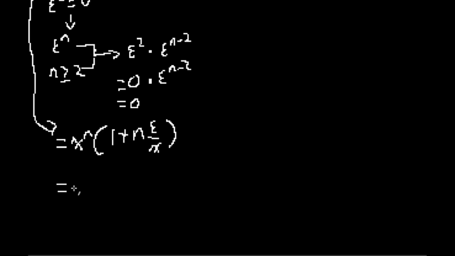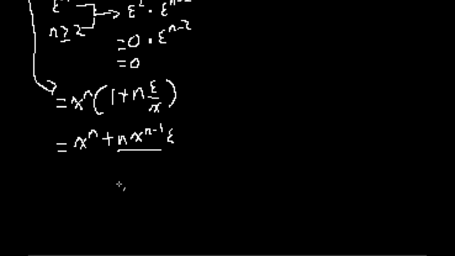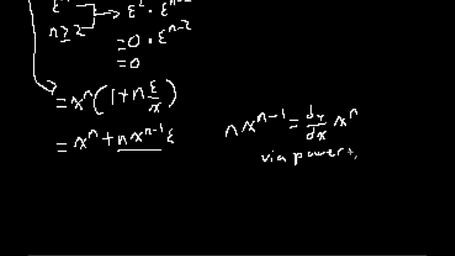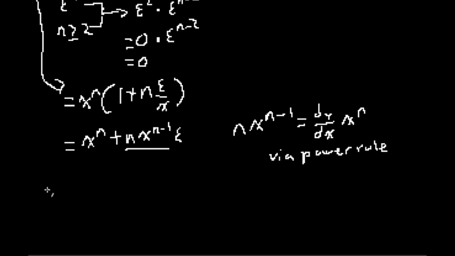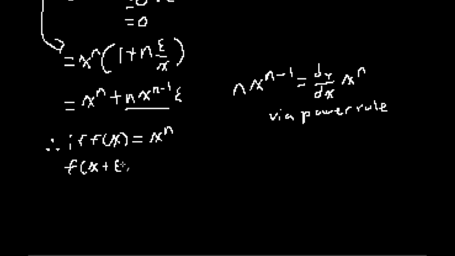If we use the distributive property here, we can find that x plus epsilon to the n is equal to x to the n plus n times x to the n minus 1 times epsilon. Interestingly, the epsilon part of this expression, n times x to the n minus 1, is actually the derivative of x to the n via the power rule. So, we can say that if f of x is equal to x to the n, then f of x plus epsilon will be equal to f of x plus f prime of x times epsilon.